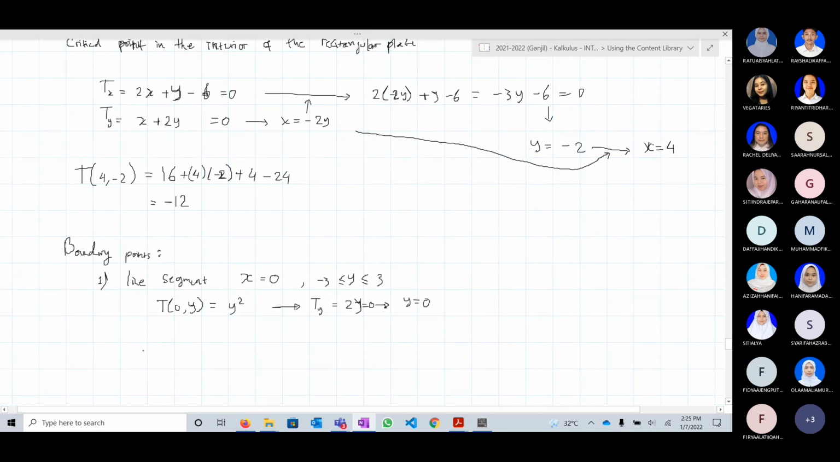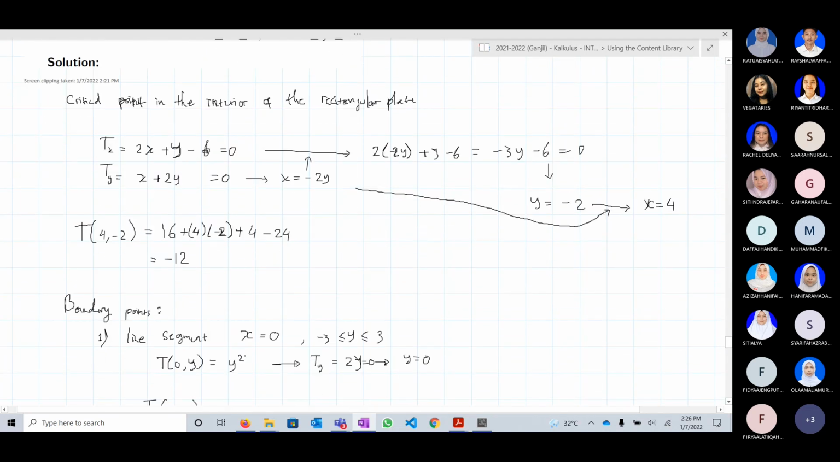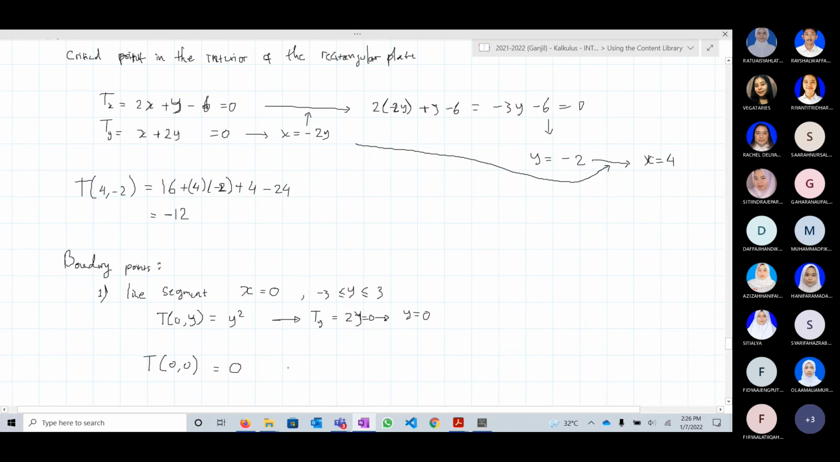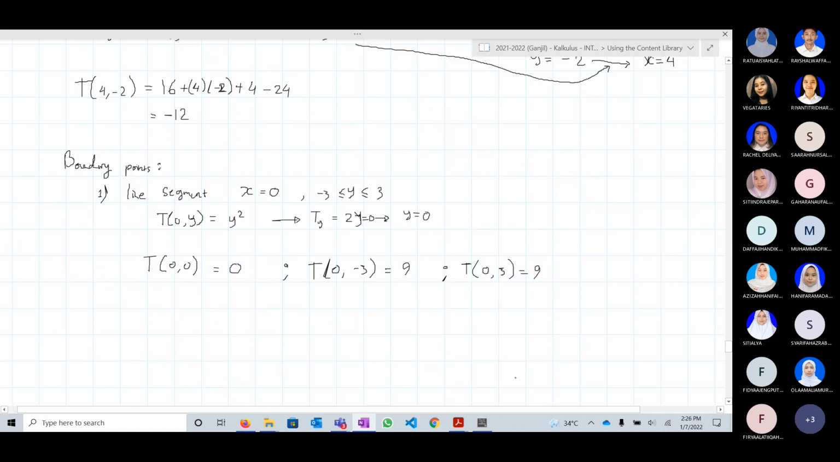Then we evaluate T at (0, 0), which is equal to 0. And then we evaluate at the other boundary points. T(0, minus 3) is equal to 9, and T at (0, 3) is also 9.